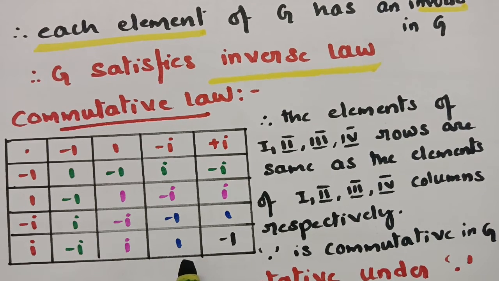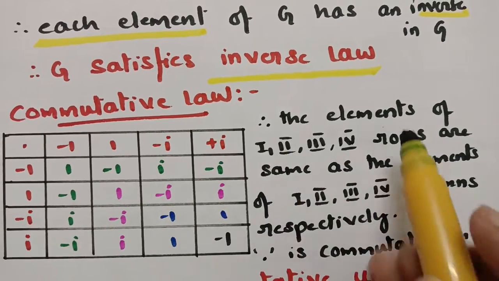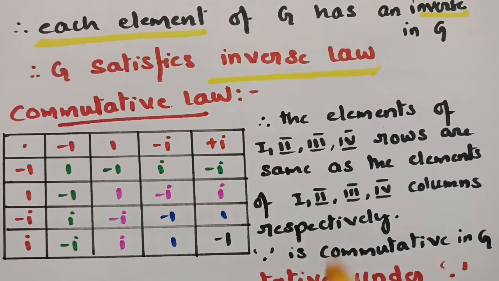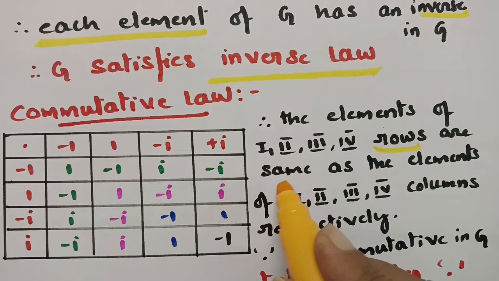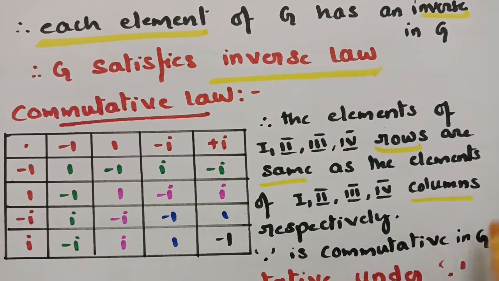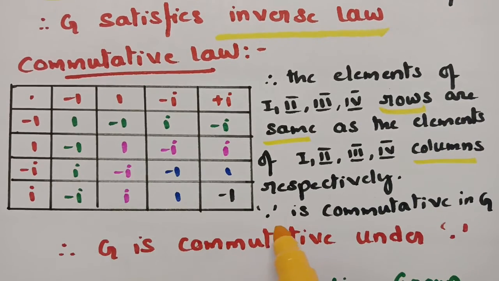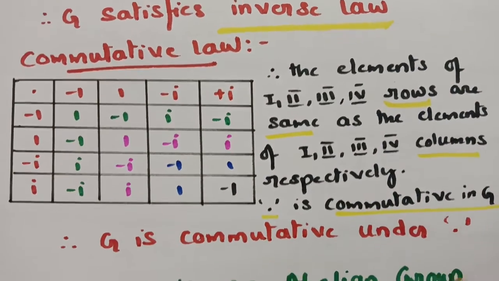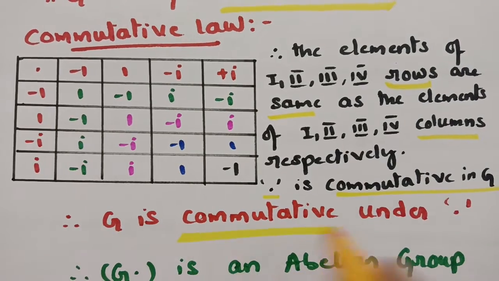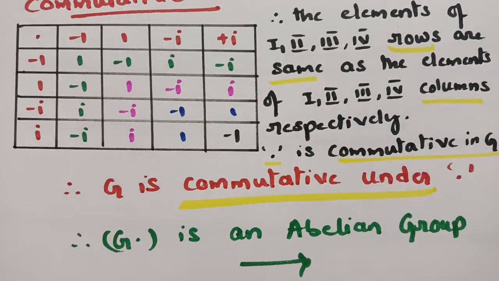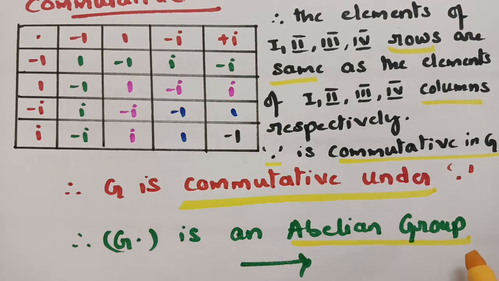See here, A into B is equal to B into A. The elements of the 1, 2, 3, 4 rows are the same as the elements of the 1, 2, 3, 4 columns respectively. Here it satisfies the A into B is equal to B into A property. Therefore the multiplication is commutative in G, and therefore G is commutative under multiplication. Therefore G dot is an abelian group. And this is how we have to show all the 5 properties.